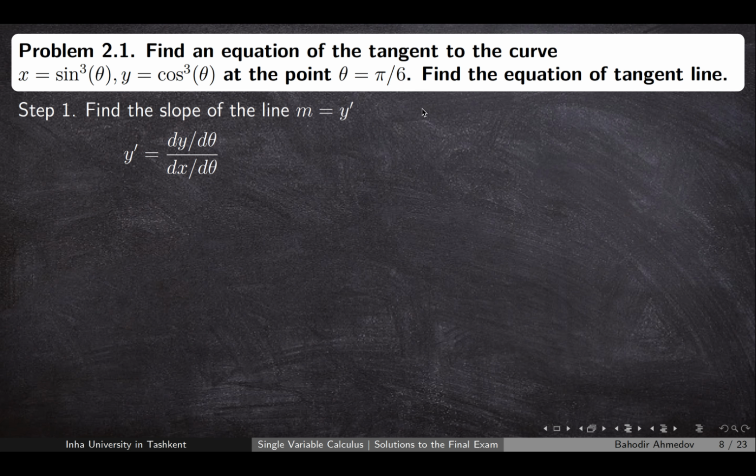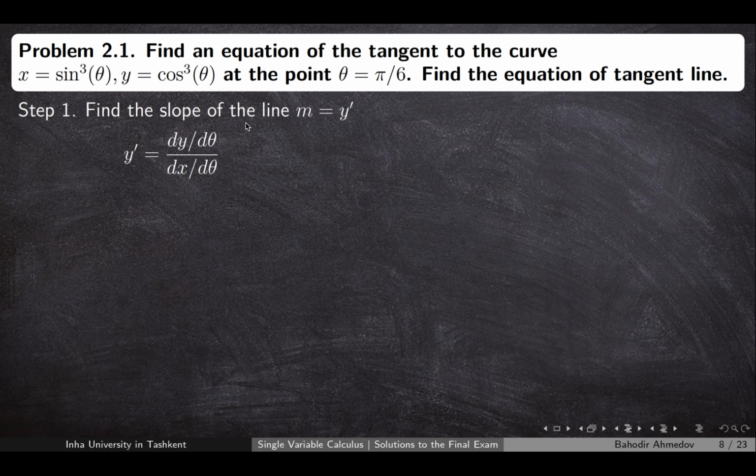In order to find the tangent line to the parametric curve, or to any curve, we need to perform 3 steps. First of all, we need to find the slope of the tangent line m by finding the derivative y prime at a given point. The derivative of y with respect to x when the curve is given parametrically is equal to the derivative of y with respect to theta divided by the derivative of x with respect to theta. So the derivative of y with respect to theta is going to be equal to 3 cosine squared of theta multiplied by the derivative of the cosine, which is minus sine.